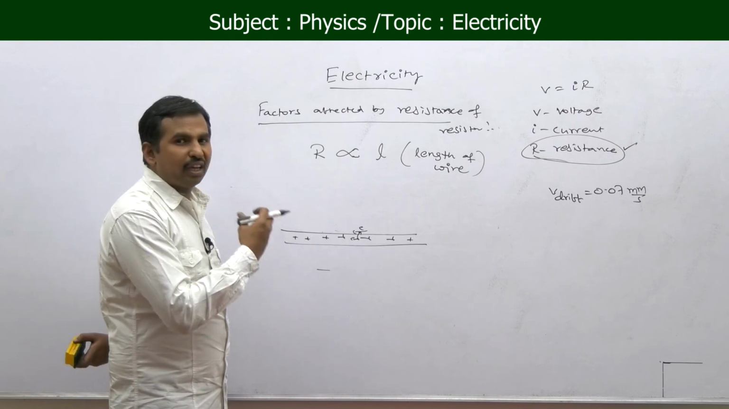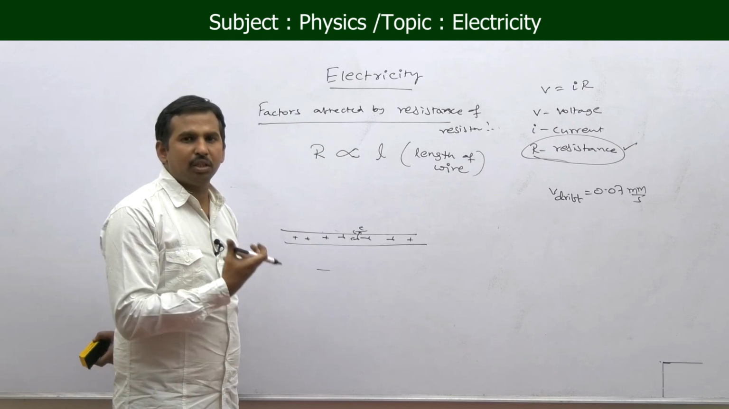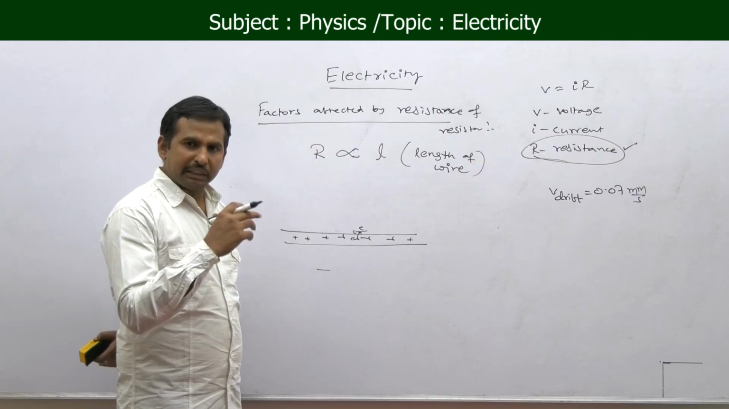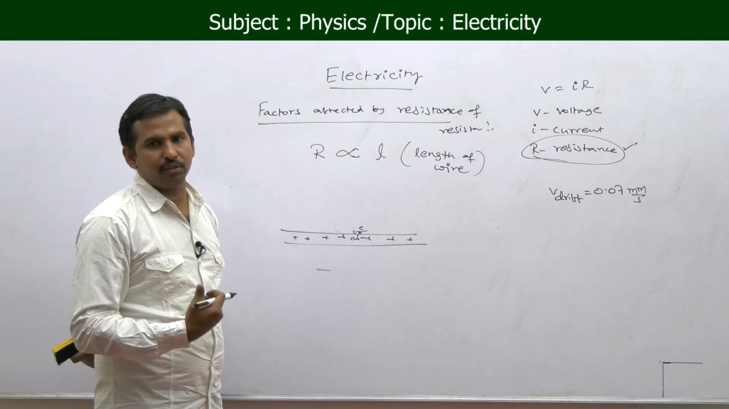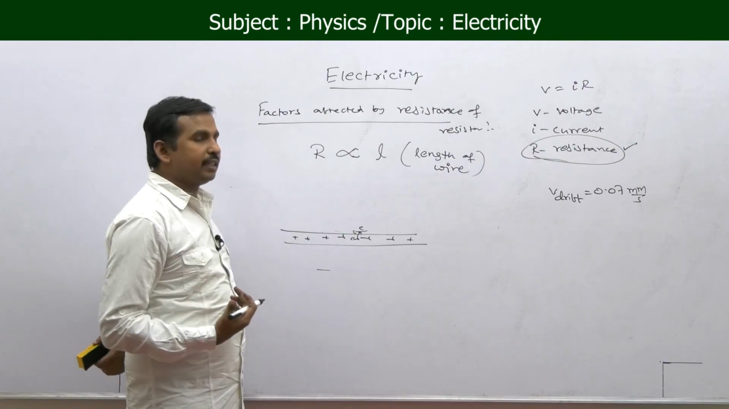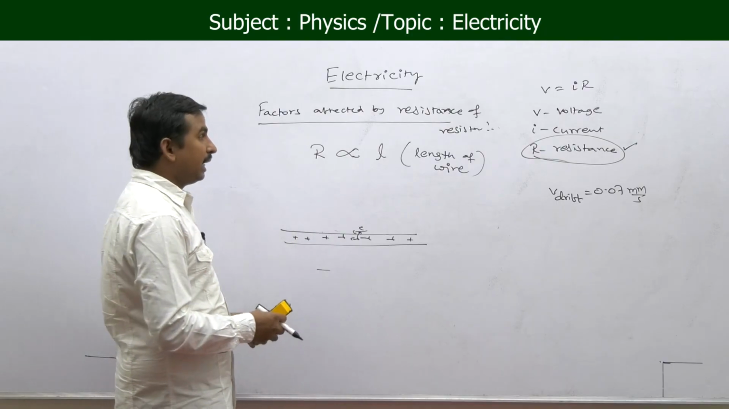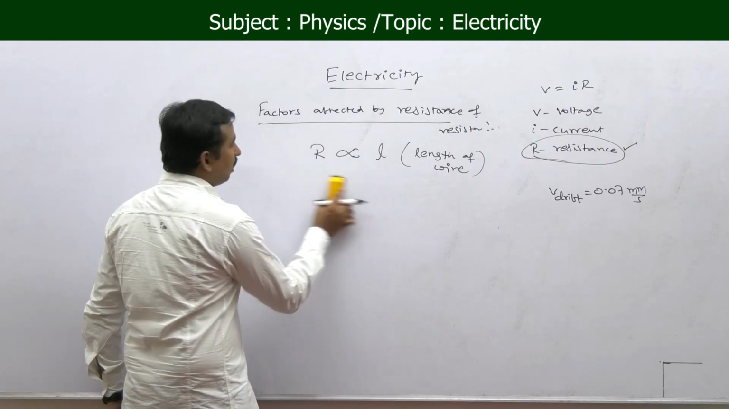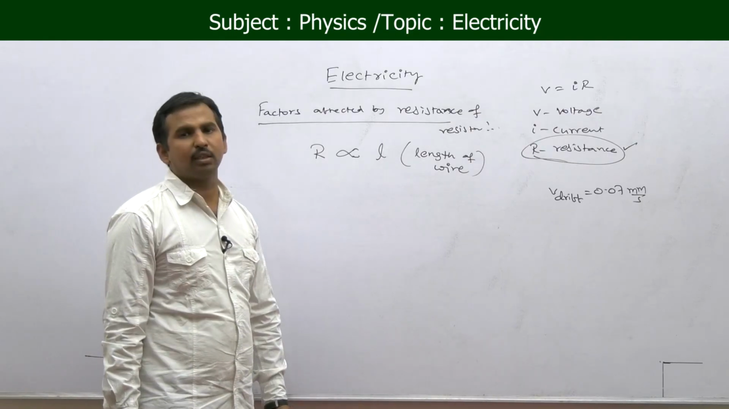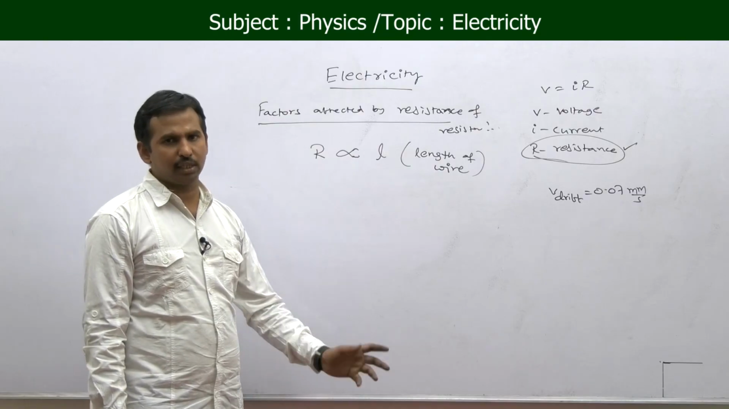Gradually the speed of the electrons decreases and gradually the current falls, meaning the resistance is gradually increasing. That is why the resistance of a wire or conductor is directly proportional to the length of the wire. As more resistance is there, the passage of current is less.